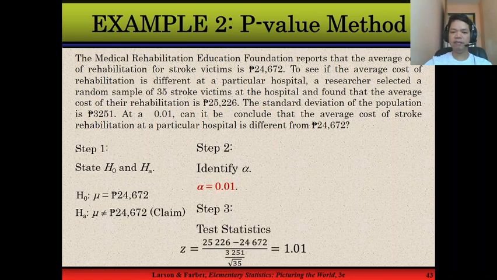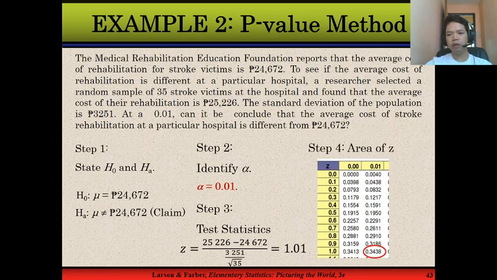Step 3, test statistics. Substitution lang. Ano yung ating sample mean? Kumuha siya ng sample na 35. Ang mean score ay 25,226. Ito siya. Ang population mean natin, ito, 24,672. Ang standard deviation natin yung 3,251. Ang sample size natin na n ay 35. So, once computed, it will have a z-score of 1.01. Pagkakuha ng z-score na 1.01, use the table. Locate 1.01 sa table. So, 1.0 saka 0.01. This will be the area.